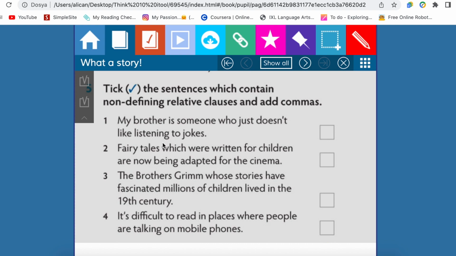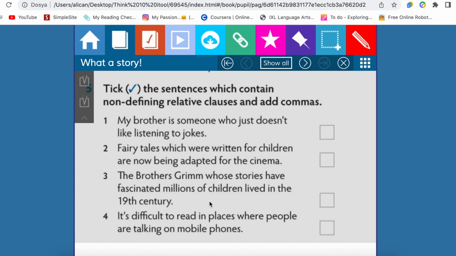Fairy tales which were written for children are now being adapted for the cinema. As you know, we just put a comma before the relative pronoun and after the extra sentence. The Brothers Grimm, whose stories have fascinated millions of children, lived in the 19th century. We already know the Brothers Grimm have fascinated millions of children. That's why it's extra information.